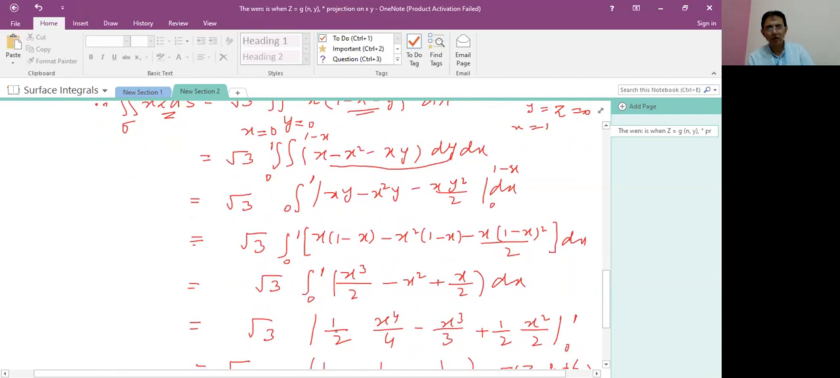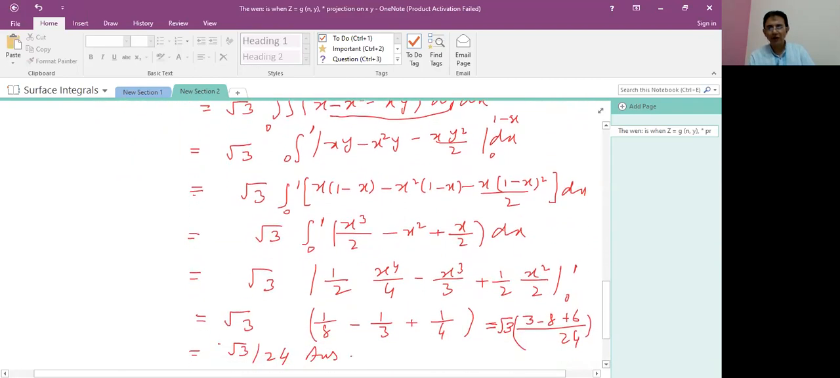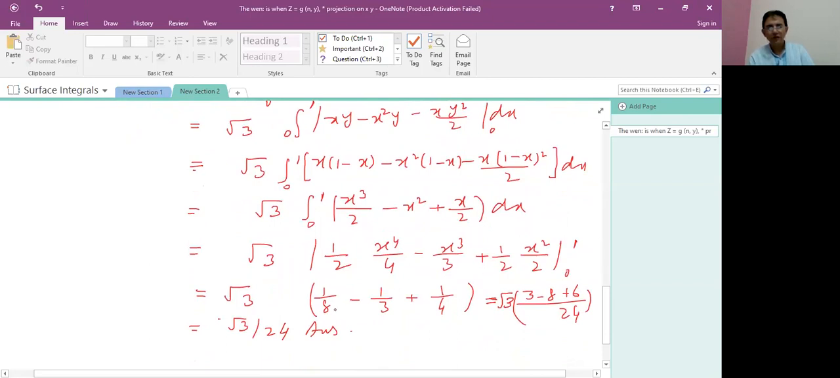It is 1 upon 2 times the integral. The integral of x cubed is x to the fourth upon 4, the integral of x squared is x cubed upon 3, and the integral of x dx is x squared upon 2. When we put in the upper and lower limits, we find the answer 1 upon 8 minus 1 upon 3 plus 1 upon 4. Taking the LCM and simplifying, the answer is 1 upon 24 into root 3, or root 3 upon 24. So student, this is the surface integral of xz into dS.